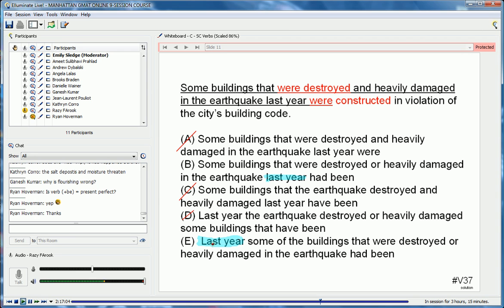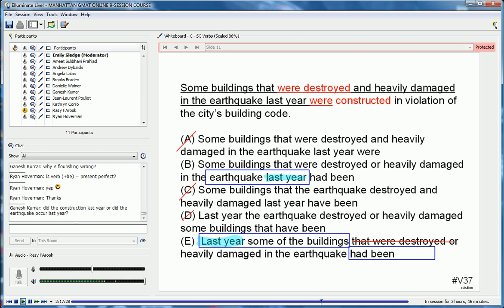Well, it's the earthquake that happened last year. So in B, it clearly indicates that the earthquake happened last year, but in E, we don't really know when the earthquake happened. So it says last year some of the buildings that were destroyed or heavily damaged in the earthquake. We don't know when the earthquake happened, so this indicates that last year was when the buildings that had been destroyed or damaged were built.